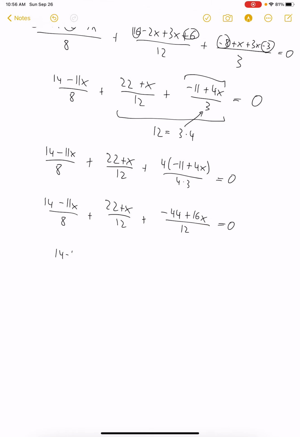Again, 14 minus 11x over 8, and then we have plus plenty of terms over 12, 22 plus x minus 44 plus 16x, and this is all equal to 0.